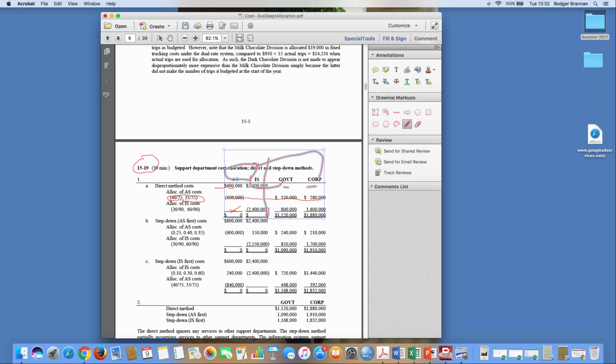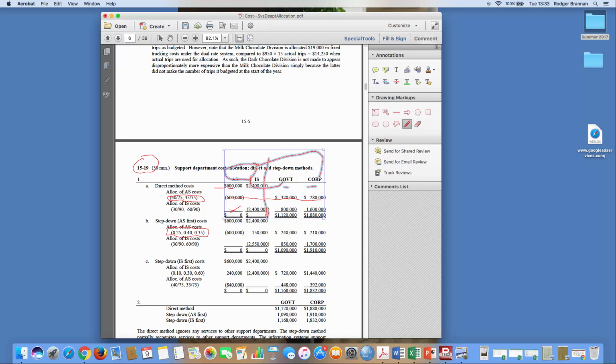Now, the step-down method does in fact recognize a certain amount of shared cost. Let's assume that we're going to make a choice here. We're going to allocate administrative services first. So we're going to assume that when we go to allocate its direct cost, we go back to these original percentages that you were given in the problem, the 25, 40, and 35%. So 25% of that cost is going to get allocated to information services, 40% to government, and the remaining 35% to corporate.